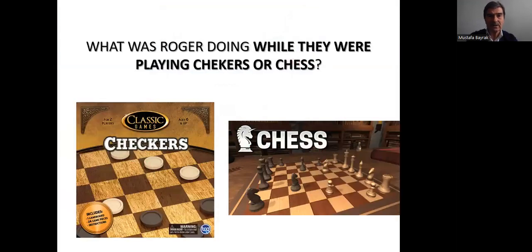Now let's start with two images, checkers and chess. What was Roger doing while they were playing checkers or chess? I'm not sure about it, but they were playing either checkers or chess. What was Roger doing then, while they were playing checkers or chess? While clause. Do you see the while clause here? Because there is the connector while.